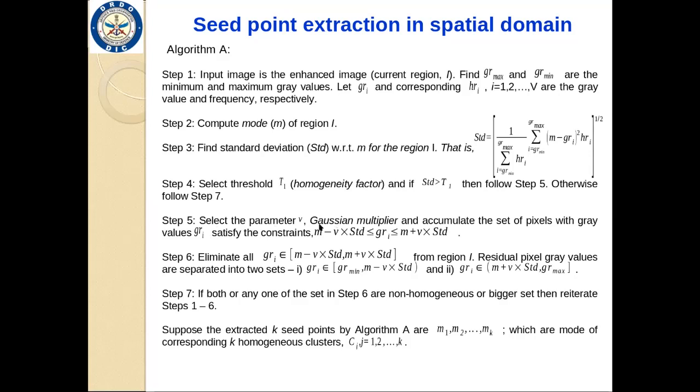So select parameters new. This is the Gaussian multiplier. We are collecting all the data which satisfy this particular range. Then we eliminate from this range all the gray values, because they are most homogeneous. Then the rest of the data are divided into 2 parts like this. Then repeat the same procedure.